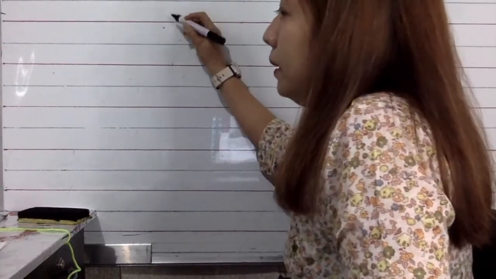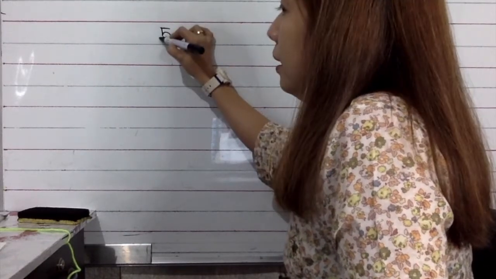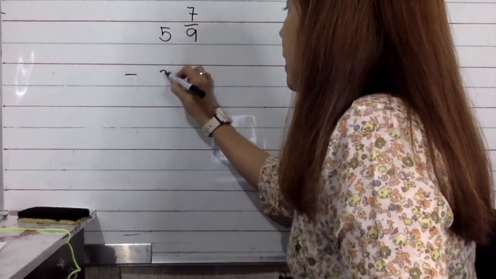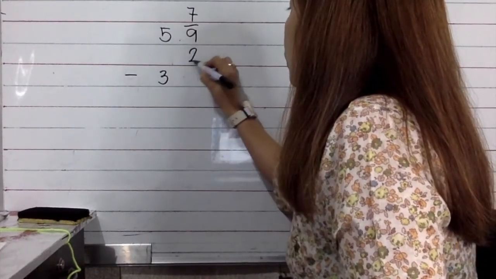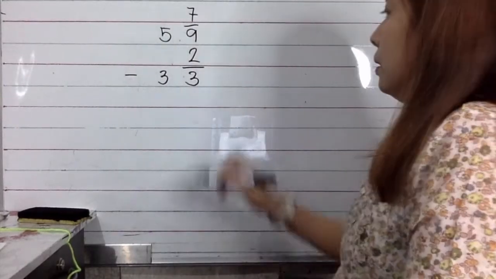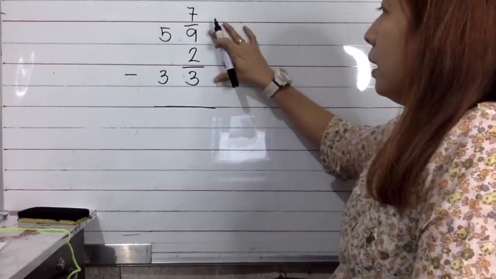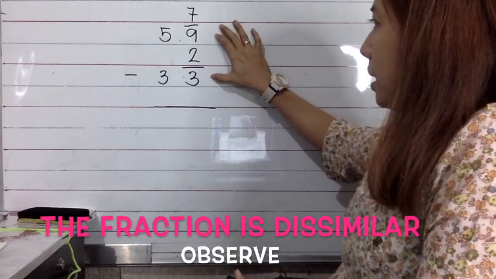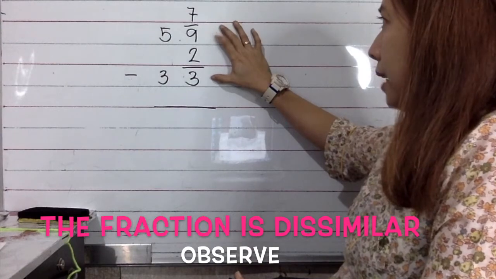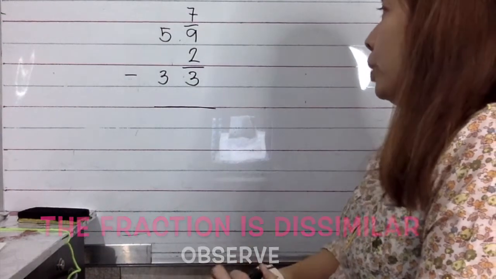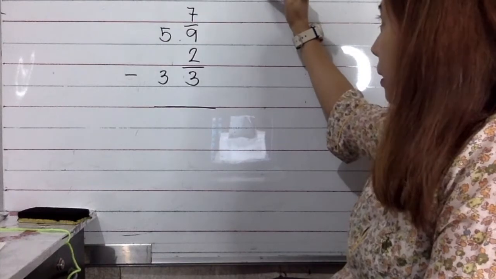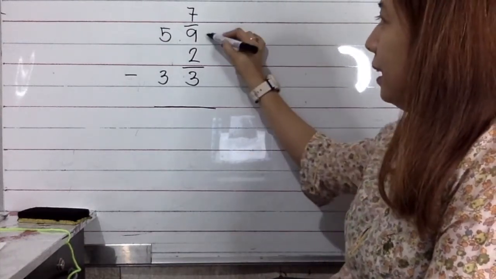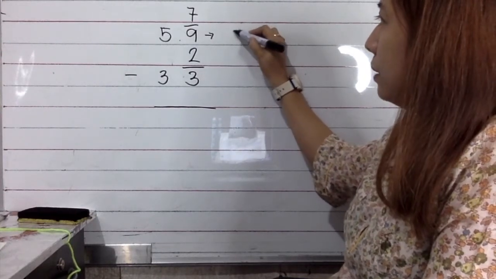Okay, another example is 5 and 7 over 9 minus 3 and 2 over 3. In this problem, they are again having dissimilar denominators. So this time, what are we going to do? Are we going to use LCD? Oh, it is up to you. If you like to use LCD, then keep counting.